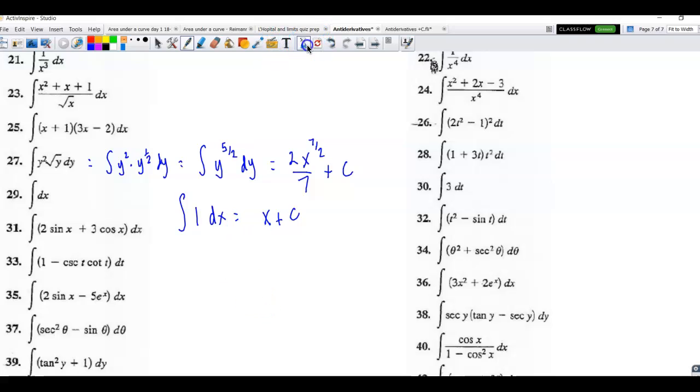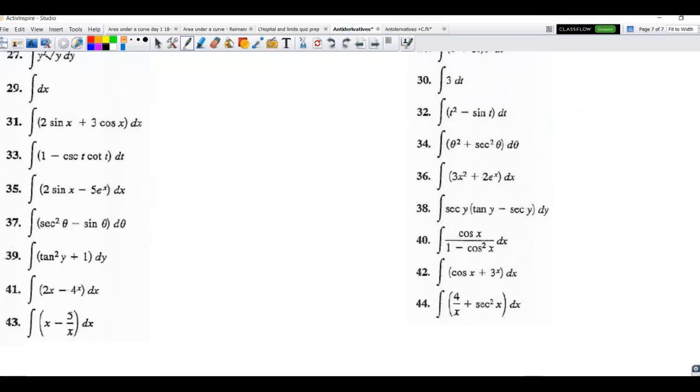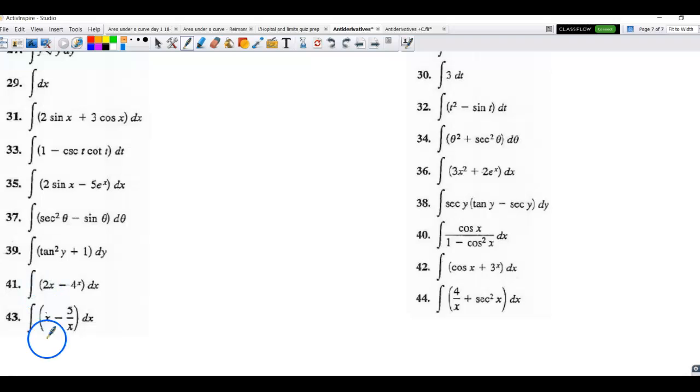All right, let me clear the annotations here and let's get down to the ones. I know we left some of these out, so let me look at my assignment. We are omitting 39 to 42, so let me go ahead and cross those out so I don't do them. So we're omitting 39, 40, 41, and 42.